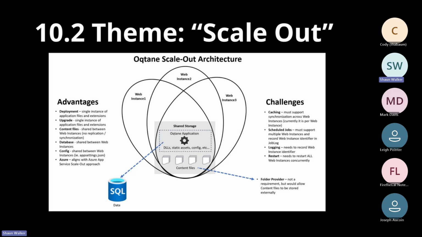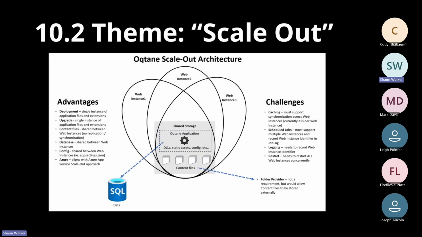And this diagram was shared in the repo related to the scale out conversation a couple months ago. So this architecture approach of using a shared instance for storage. So all of the Oqtane application assets as well as content files can be stored in a shared storage location. And then you can scale out the number of web instances that you want to run to provide more scalability and higher performance.